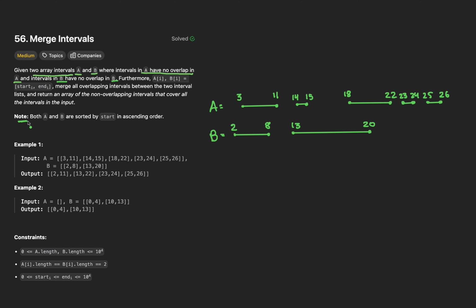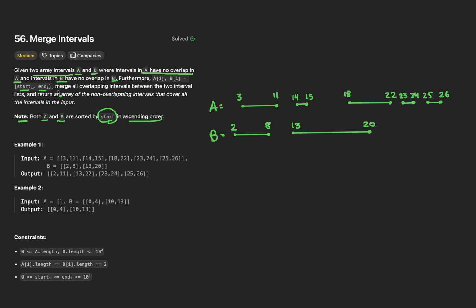Not only that, but here's one very important note. Unlike the previous problem, our given interval lists A and B are both already sorted by the start in ascending order. So for A, the interval starts at 3, and then the next one at 14, 18, 23, 25, it's increasing. Additionally, each interval still has the same start and end. This interval here, for example, in B starts at 2 and ends at 8.